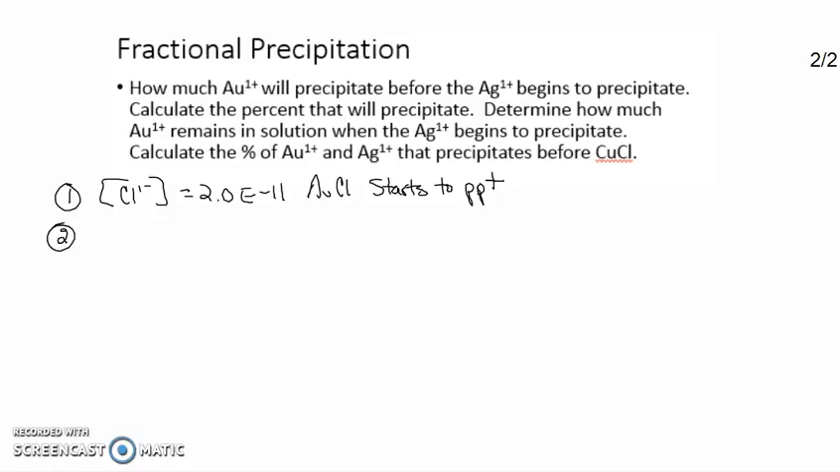Things don't get really interesting until we hit the next minimum concentration, which would be 1.8 times 10 to the negative 8th. And at that point, the AgCl starts to precipitate as well. Most of the AuCl would have come out at that point. So at the moment when the AgCl starts to precipitate, we'd like to know how much gold remains dissolved in the greater solution.